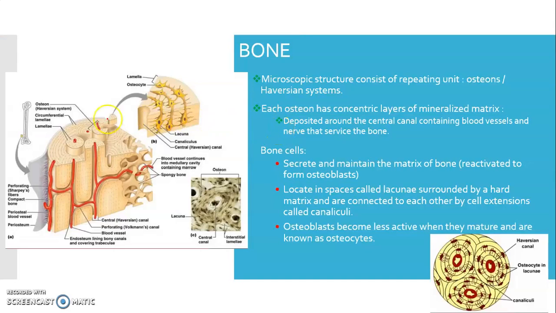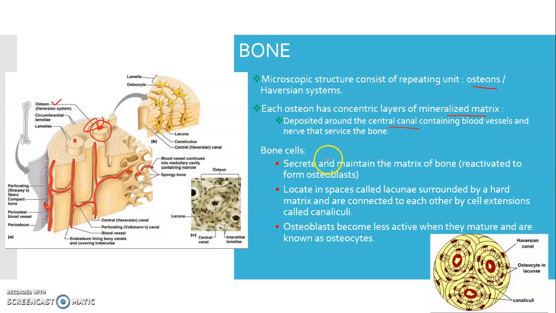Okay, so the bone, if we look at the microscopic structure, it consists of repeating units, and this is what we call the osteons or the Haversian system. So one here, the whole thing here we call the osteon or the Haversian system. Each osteon consists of layers of mineralized matrix placed around the central canal. Here, this is the central canal. Let's say this is one osteon, and coming from here, it is derived with the mineralized matrix.